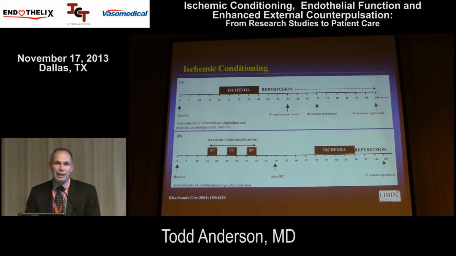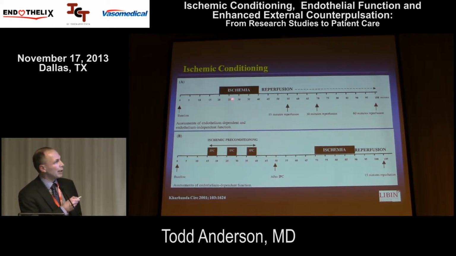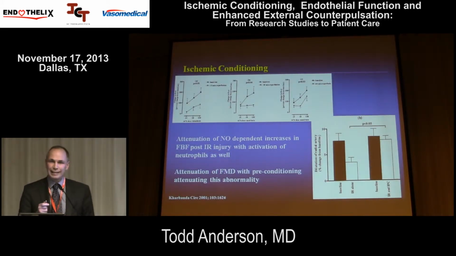So Kharbanda and group had done animal studies, but this is their first human study published now 12 years or so ago. And basically what they did is they measured endothelial function here at baseline. They then applied ischemia and reperfusion and then measured at 15, 30, and 60 minutes. And then they repeated the studies again with a bout of ischemic preconditioning where they measured baseline endothelial function, 5 minutes on, off, and then did the ischemia-reperfusion and measured endothelial function later on. And what they showed was several things. So firstly, they studied microvascular endothelial function by infusing acetylcholine into the forearm and using impedance plethysmography.